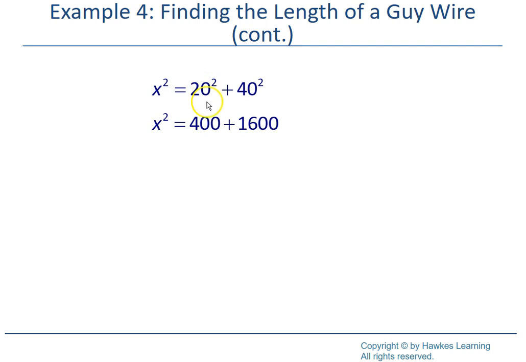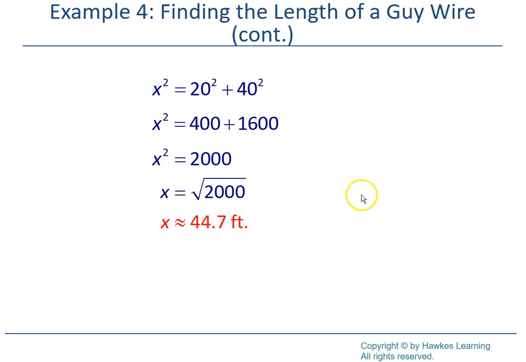So 20 squared is 400. 40 squared is 1600. We add the two together and we get 2000. Now we take the square root of x squared, which is x, and the square root of 2000. Put this in our calculator, and we find that the guide wire is about 44.7, depending how they ask us to round off. And that completes this.